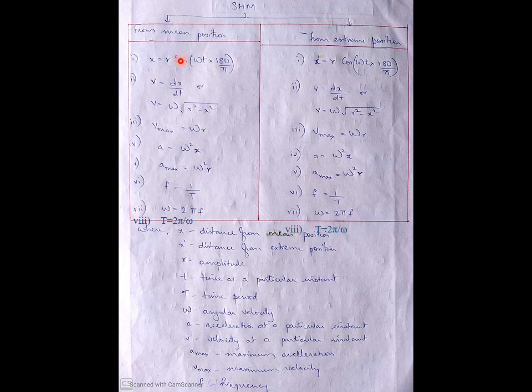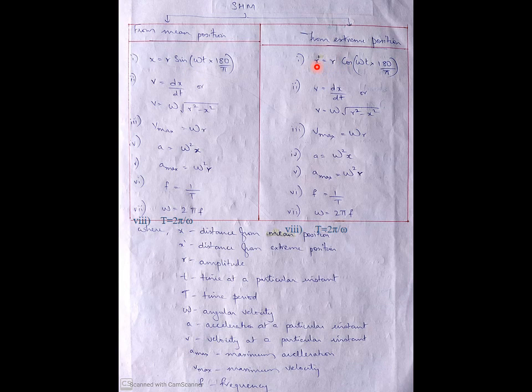So normally we will be saying everything in terms of degrees, isn't it? Sin 30, sin 45 degree, sin 60 degree. So in order to convert this radians into degrees, we are multiplying it by 180 by pi. So if it is from the mean position, x equal to r sin omega t into 180 by pi. And if it is from the extreme position, it is x dash equal to r cos omega t into 180 by pi. Instead of sin, it will be cos.